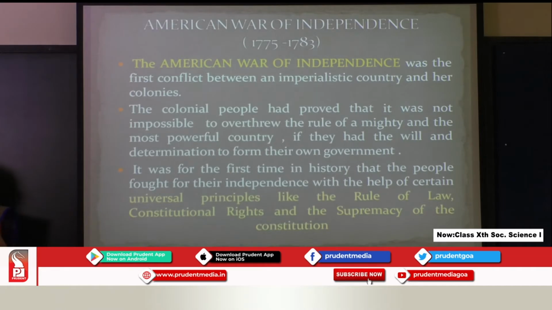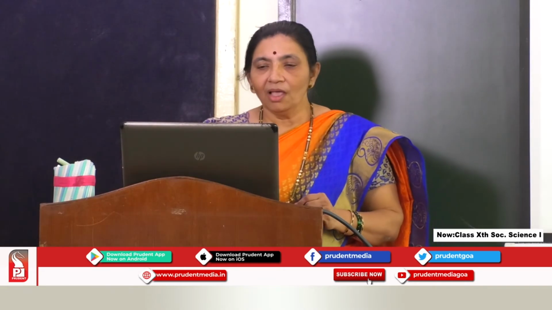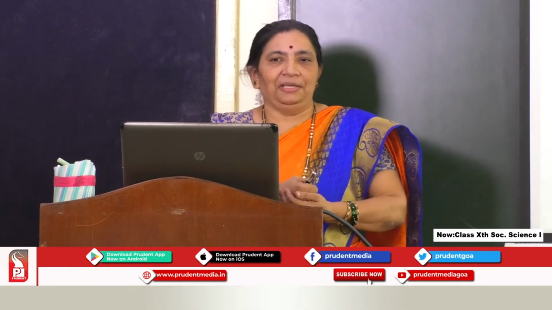Which universal principles, students? Here you all can see the rule of law, constitutional rights, and the supremacy of the Constitution. I repeat, universal principles like the rule of law, constitutional rights, and the supremacy of the Constitution. So with these principles, they fought and they achieved independence.